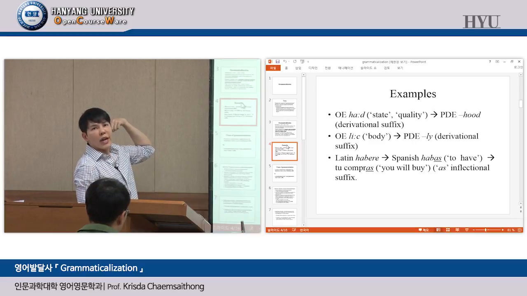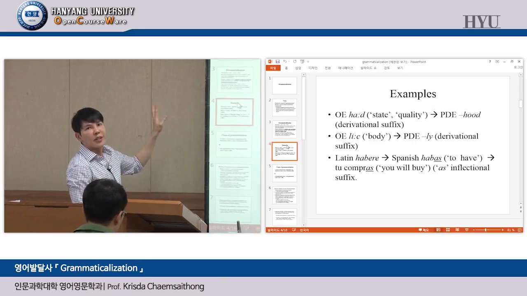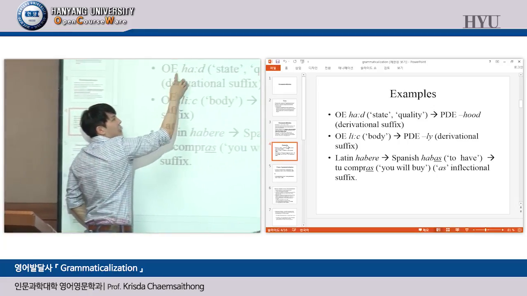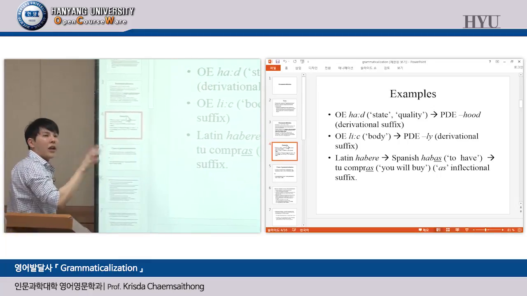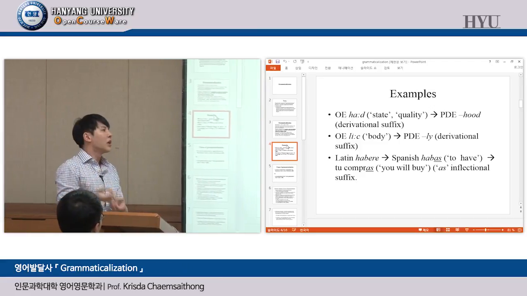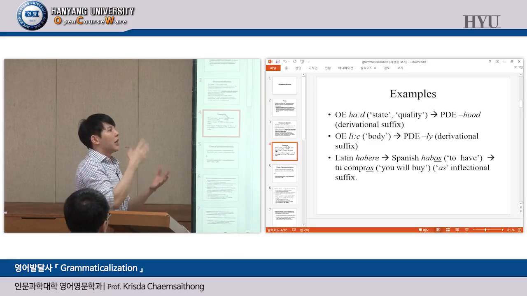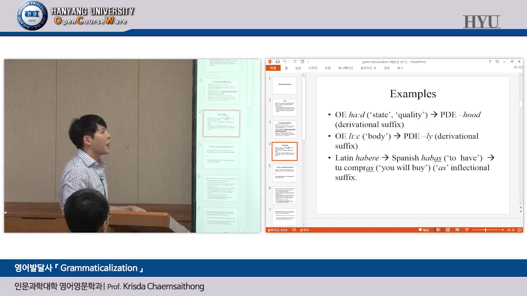But you don't have the noun hood that stands alone nowadays. The hood that you wear, that's not the same hood. That's from a different root, right? So from a single word, a single lexical item, had, which now is hood, becomes a morpheme, right? That indicates the quality, the suffix quality. Neighborhood, brotherhood, sisterhood, womanhood, manhood, like that.